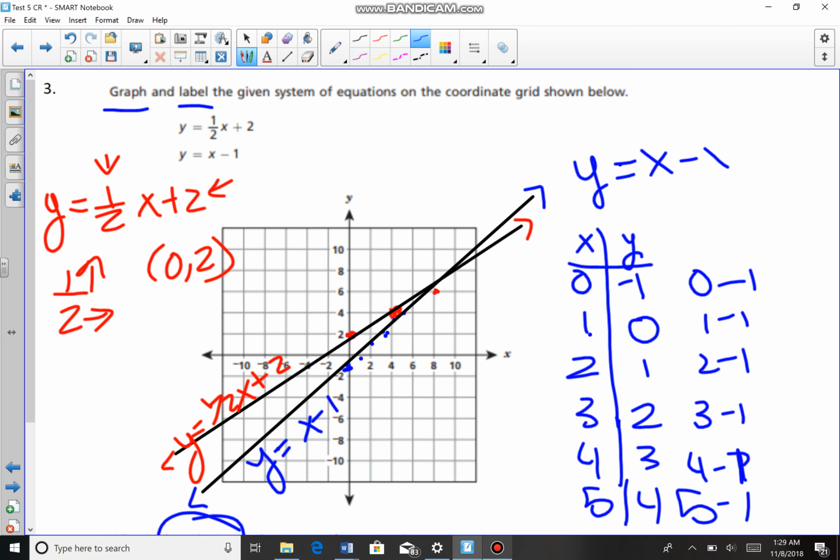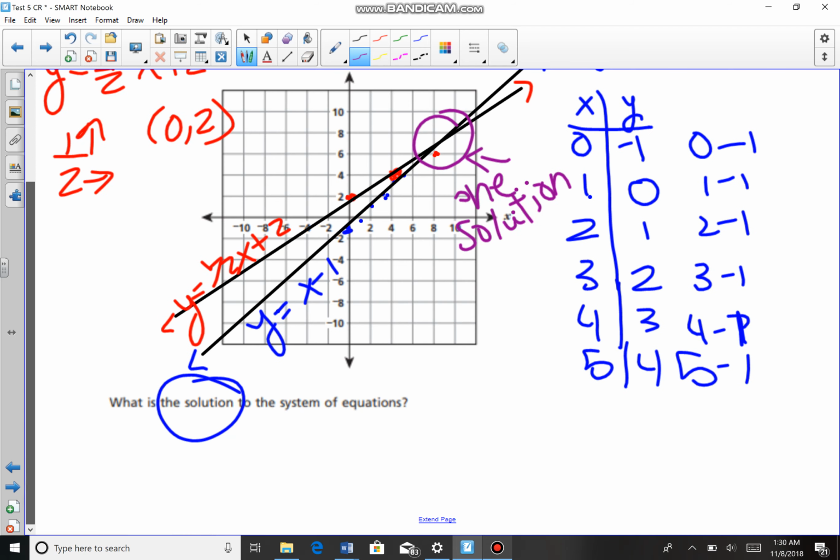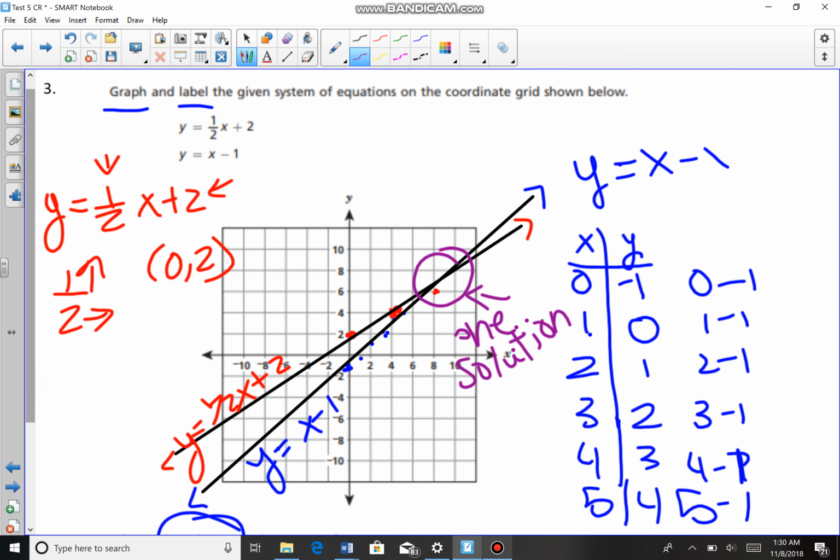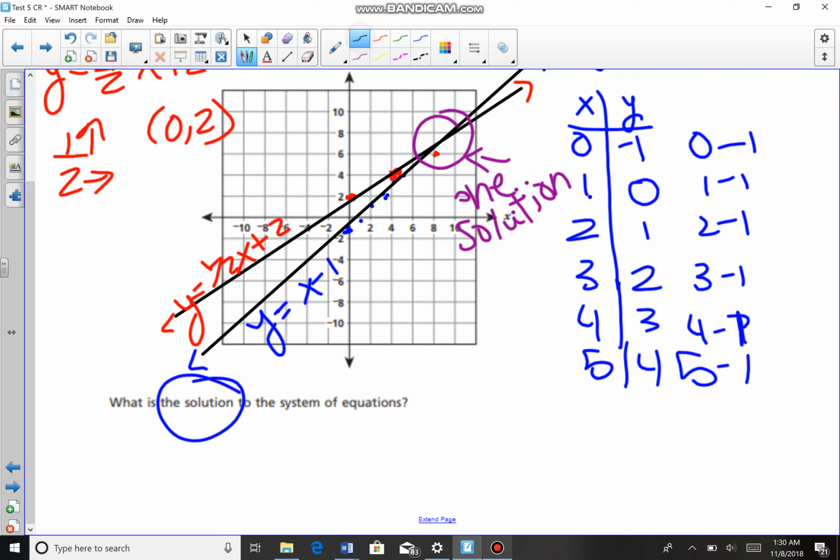So I used both methods. We can see that this has a point of 1 solution, but I can't exactly see the solution because of how the graph is scaled. So I'm going to scroll down and I'm going to solve y equals 1/2 x plus 2, y equals x minus 1.